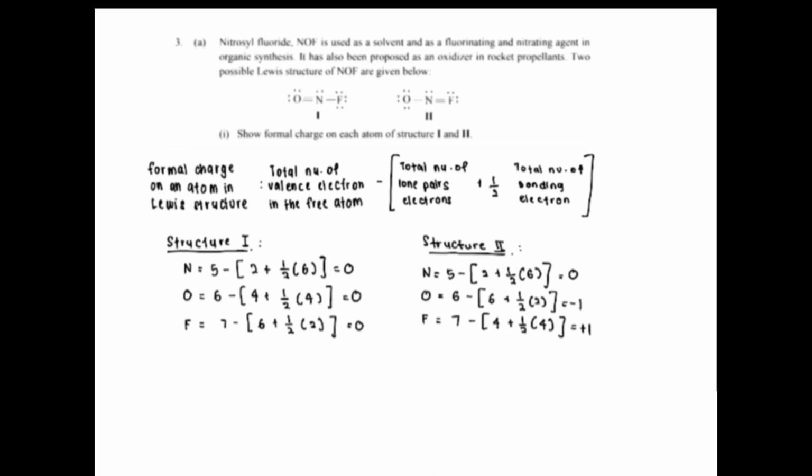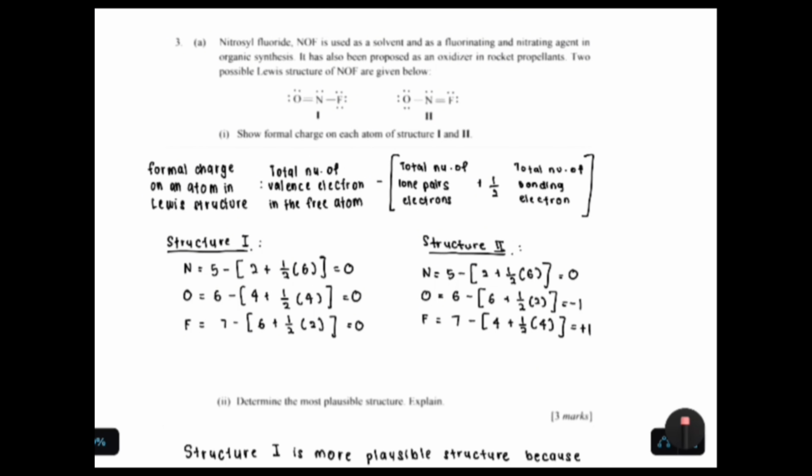For structure 2, we repeat the same calculation as we did for structure 1, and we will get 0, -1 and +1. A tip for answering this question: for oxygen, 6 minus 6 plus half of 2 equals -1, and for the other atom, 7 minus 4 plus half of 4 is equal to +1.